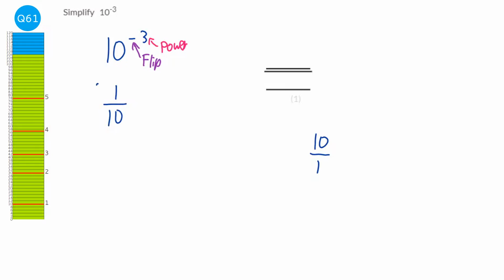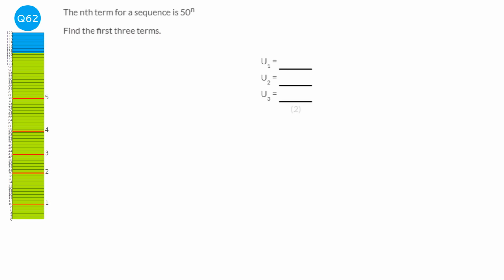1/10. We haven't dealt with that cube yet. So we're going to cube top and bottom with that fraction. Well, it's not going to do anything to the top because 1 cubed is just 1, but the bottom will turn into 1,000. So it's going to be 1/1000.